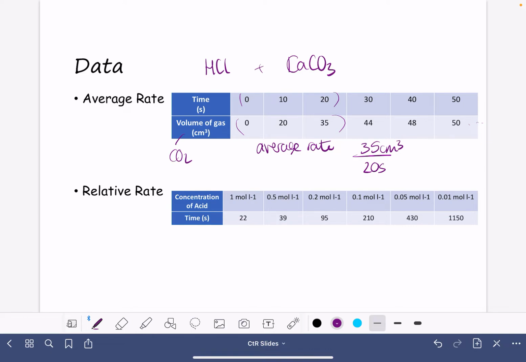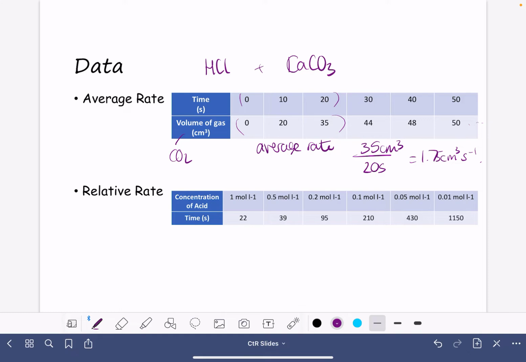So 35 over 20 is 1.75, and the unit would be centimetres cubed per second. Oh, sorry, I've missed out the 5 there. There we go. 1.75 centimetres cubed per second. So that would be an example of average rate.